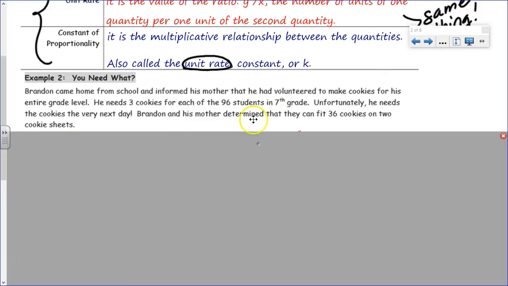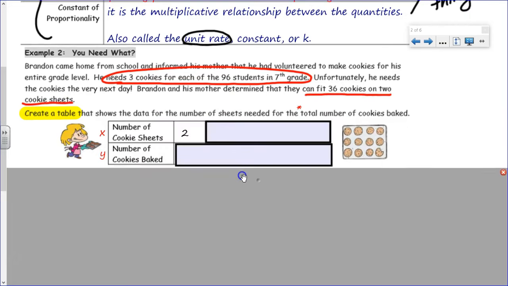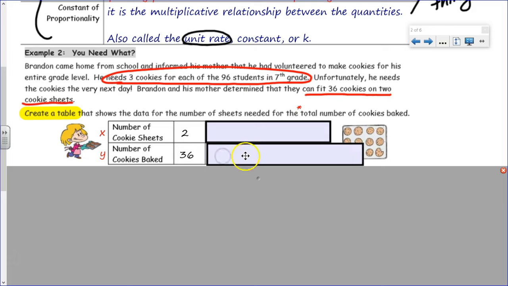He and his mother determined that they can fit 36 cookies on 2 cookie sheets. So what we're going to do is try to figure out, if we can fit 36 cookies on 2 cookie sheets, how many cookie sheets are we going to need to make all of these? So please underline this, though. He needs 3 cookies for each of the 96 students. So that doesn't even really tell us the total, but we can figure out the total. And they also gave us a rate of 36 cookies per 2 cookie sheets. So 2 cookie sheets gives us 36 cookies.